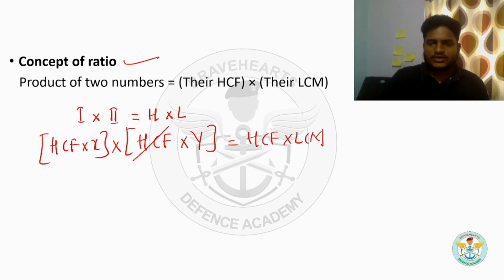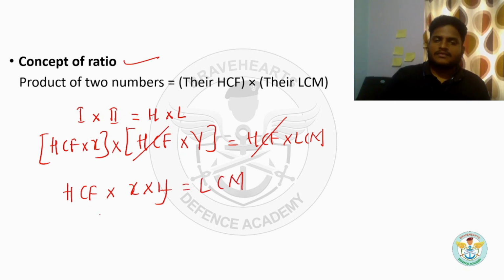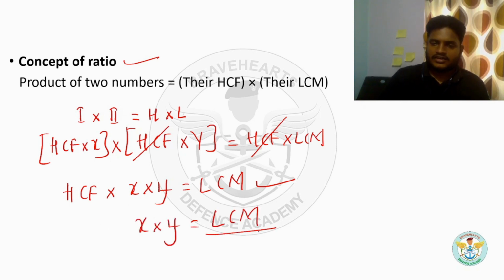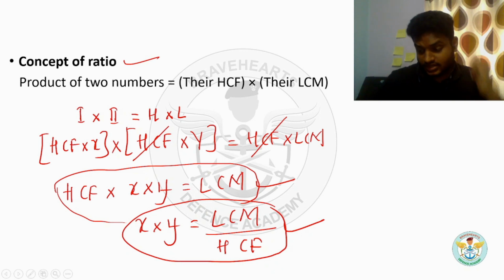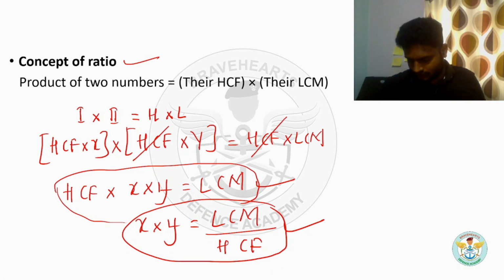Now can I cancel out one HCF here? If I cancel out one HCF, then it will be HCF into X into Y is equal to LCM. This is one relation. I want you guys to note this one. Or the ratio of the numbers, that is X into Y, can be written as LCM divided by HCF. This is one more relation. I want you guys to note these two relations because these two are very, very important and we'll use them in your future examples.